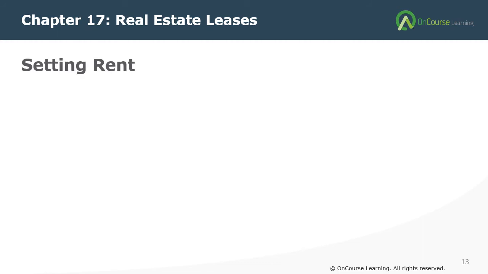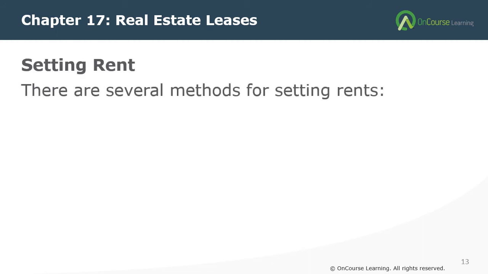Now let's talk about the different methods for setting rents. The first one is what's called a gross lease. This is where the tenant pays a fixed rent every month, and it is up to the landlord to pay for the expenses of the property, the insurance, the property taxes, etc.